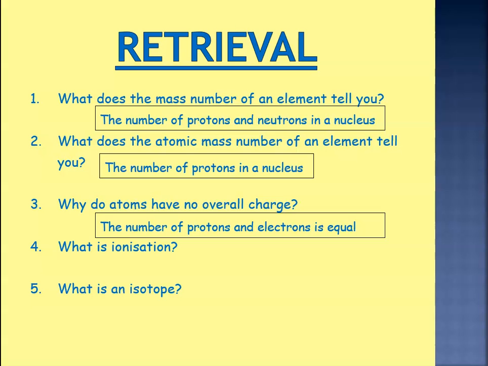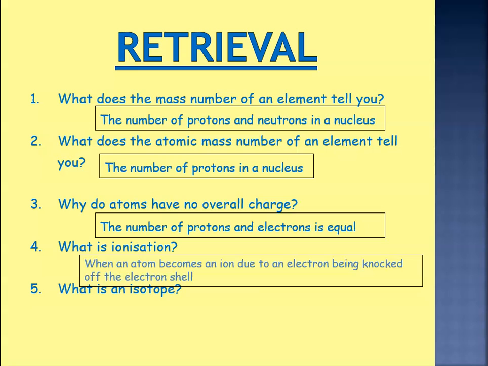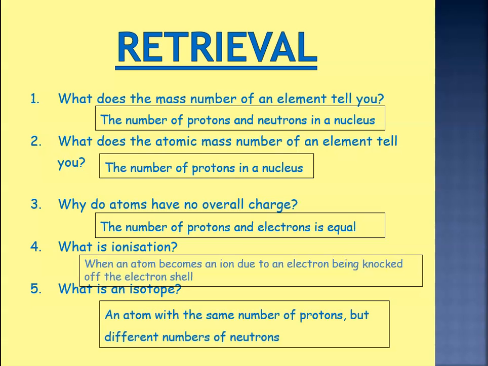Question 4, what's ionization? Ionization is when an atom becomes an ion due to an electron being knocked off the electron shell. Again, radioactive materials can do this. They provide enough energy to knock that electron off the outer shell, and that then unbalances the atom, making it an ion, making it a charged particle. And finally, question 5, what is an isotope? It's an atom with the same number of protons but different numbers of neutrons.